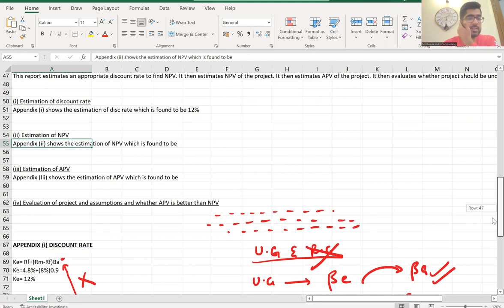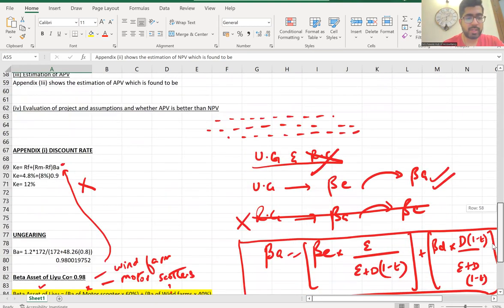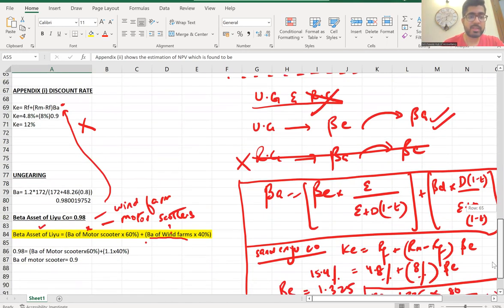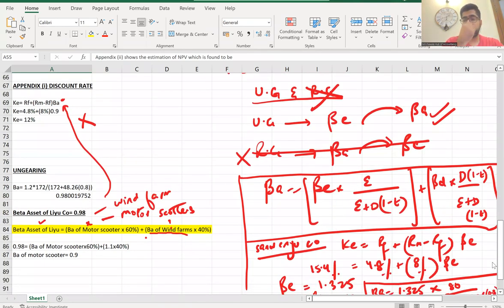In appendix one, in the end, we found K, all equity finance, to be 12%. Remember, how did we find K? RF plus (RM minus RF) times beta asset. But we needed a beta asset for motor scooters only. We had the beta equity of a competitor, so we ungeared it to get a beta asset, but that was for both scooters and wind farms. We needed it for scooters, so we needed it for wind farms. How to get it for wind farms? The beta equity for wind farms was given, the San Venue company. We got a beta asset, and then we applied the 60-40 ratio to get the beta asset of motor scooters.